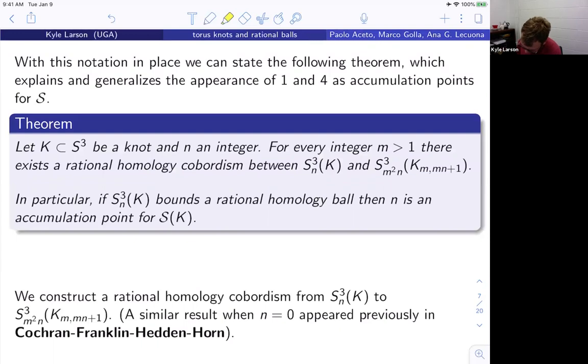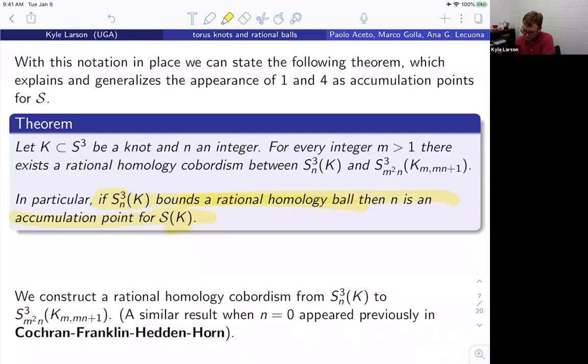Let's first look at the second part, right? So this is the real punchline. If N surgery on K bounds a rational homology ball, then we get that N is an accumulation point, a limit point for the set S of K. So this is precisely what we saw with the set S. And this in some sense explains it. It actually says that there's some general phenomenon going on here.